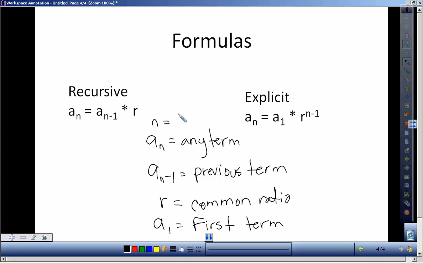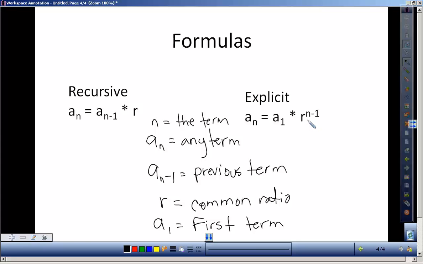And n is the term in the sequence. Is it the 8th term? Is it the 9th term? Is it the 20th term? n always tells us which term we're talking about. So our explicit formula says any term is equal to the first term times the common ratio to the n minus 1 power.